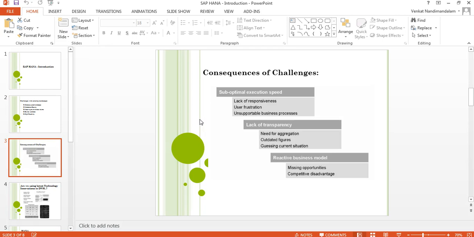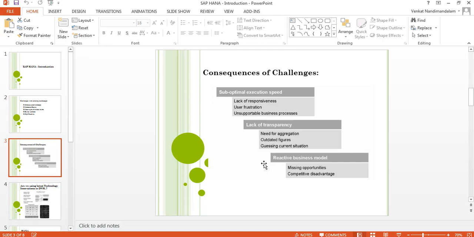Why? Because of the aggregation that we are doing right now, they don't have proper insights on their data. That is where we have a lack of transparency. So they don't have proper transparency on their data set. And obviously because of that, they have to guess some answers to a few questions. And the other consequence is a reactive business model. So they don't have a proactive business model, where they just ask for a change, and you get back to them saying, okay, this is done in 1 day or 2 days.